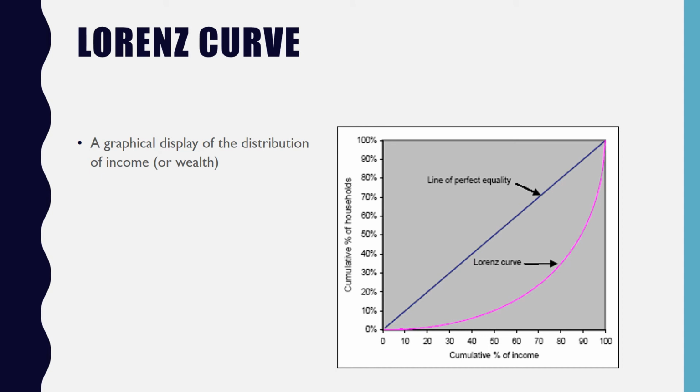If we had perfect income equality, the further that curve bends away is going to mean that there is more inequality. The closer that Lorenz curve hugs the line of equality, that's going to mean less inequality.